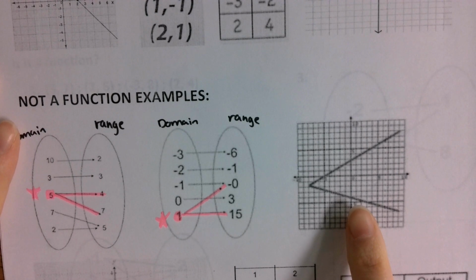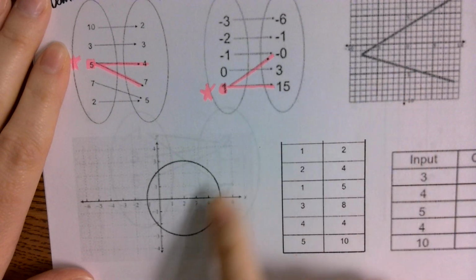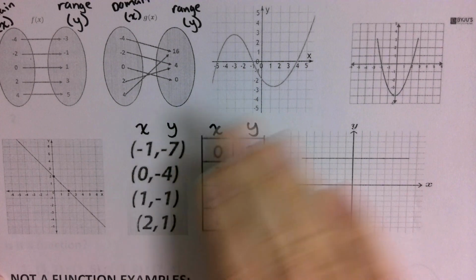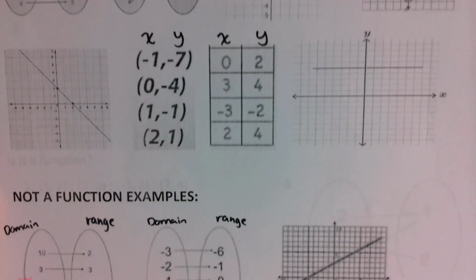But now if we look down here at this graph and this graph, what do you notice about these two graphs that's different than the function graphs that we have up here? Fatima?